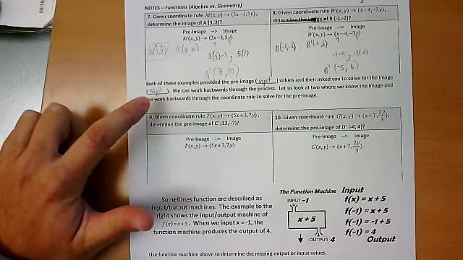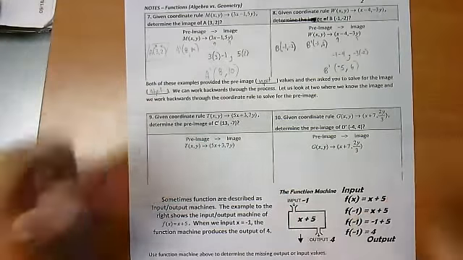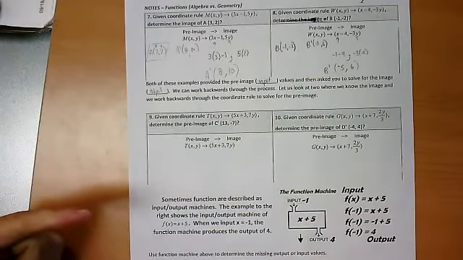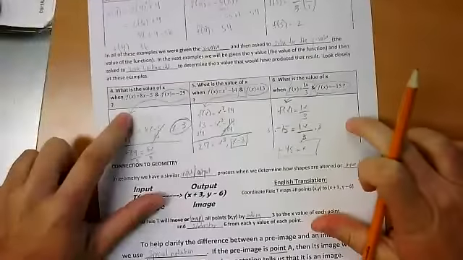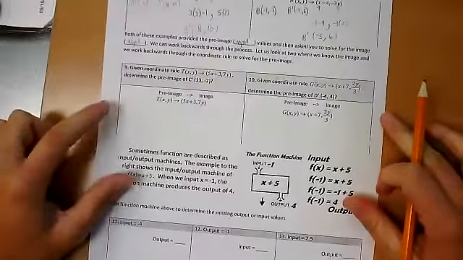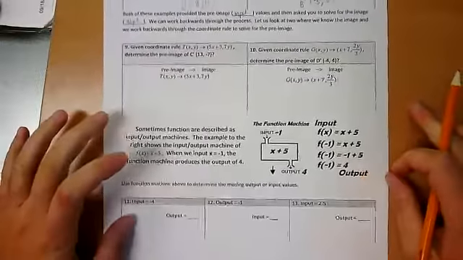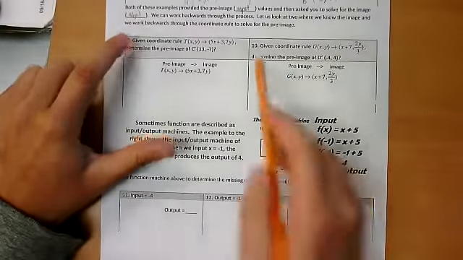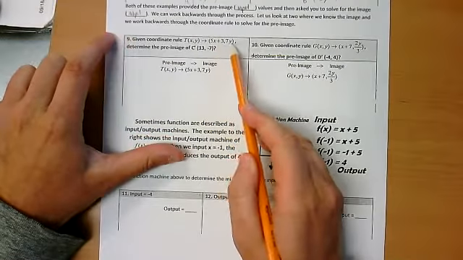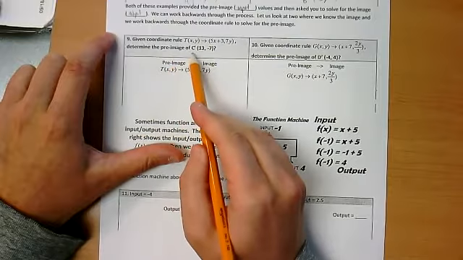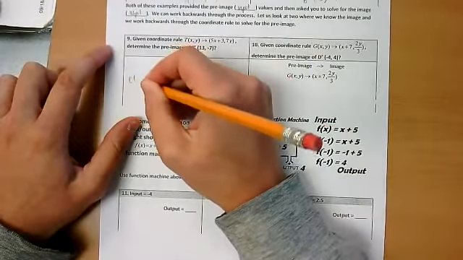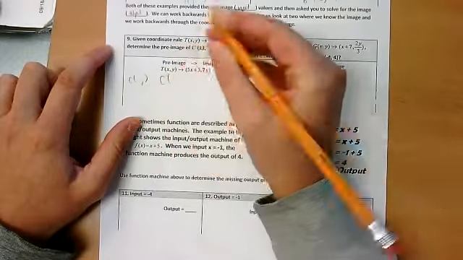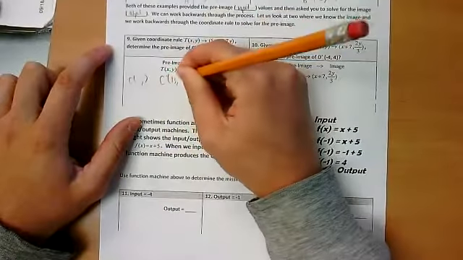Let us look at two where we know the image, or the output, and we're going to work backwards through the coordinate rule to solve for the pre-image, or the input. So how we work backwards here: we plugged in the number for the output. Now they're giving us the image, or the output, and we're going to plug it in and solve for the input, or the pre-image, okay? So my coordinate rule T is (5x plus 3, 7y), and I'm going to determine the pre-image of C prime, and C prime is (13, negative 7).